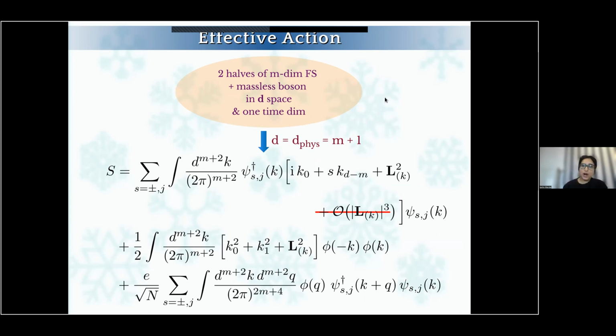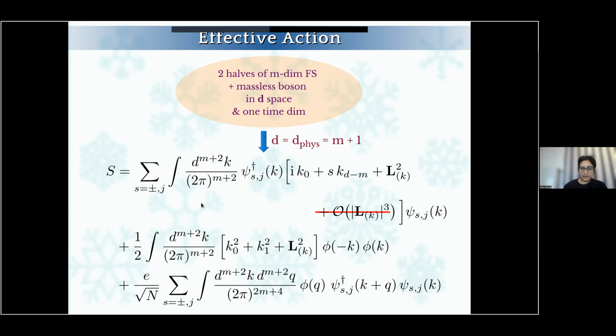So we have two halves of the m-dimensional Fermi surface. One half is centered at k star and another half is centered at minus k star. And these halves are interacting with the massless boson in d space and one time dimension. And the physical dimension is equal to m plus 1 because we are considering an m-dimensional Fermi surface, and there is one perpendicular direction. So the total spatial dimension is equal to m plus 1.